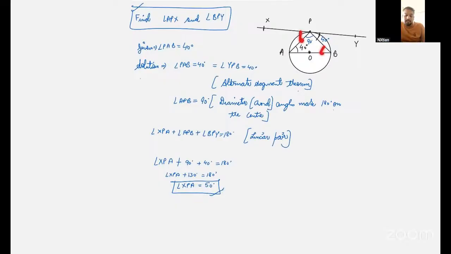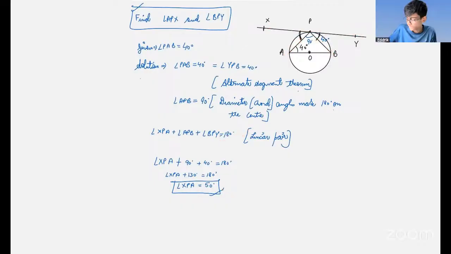So when I get 90, I will add all these numbers to get the linear pair, because the linear pair says that in a straight line the angles add up to 180 degrees. So it will be 180 degrees. Can I solve it? Got it? Miracle? Yes, sir. I don't understand the alternate segment one.